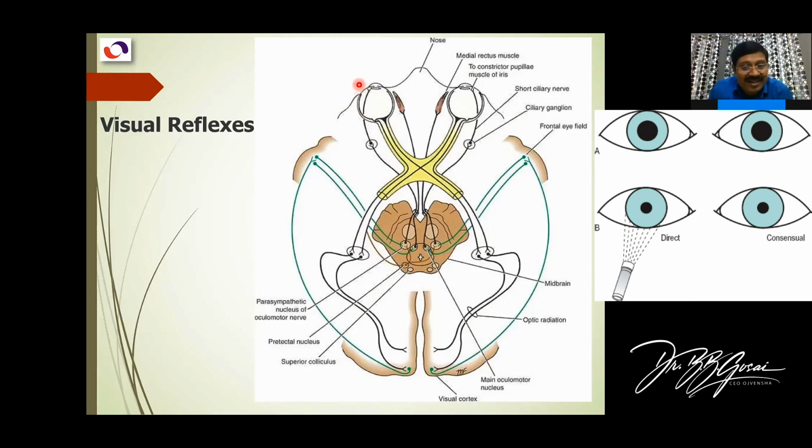But because the fibers are also going to the opposite side oculomotor nucleus, and then the ciliary ganglion there also, when you throw light on one eye and look at the other pupil, the other pupil is also constricting. Not only the one on which you have thrown the light, the other side also constricts. Why? Because the fibers go to both, and after this point it stimulates both. That's why the opposite side also constricts. This is known as the consensual light reflex. So: direct light reflex and consensual light reflex.